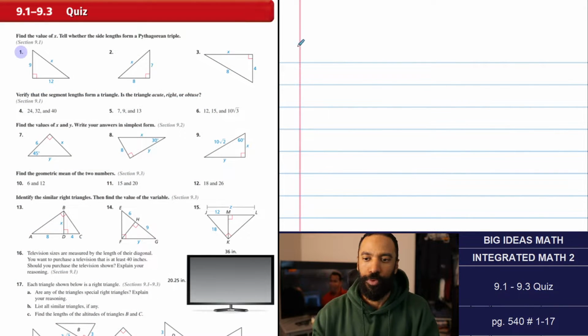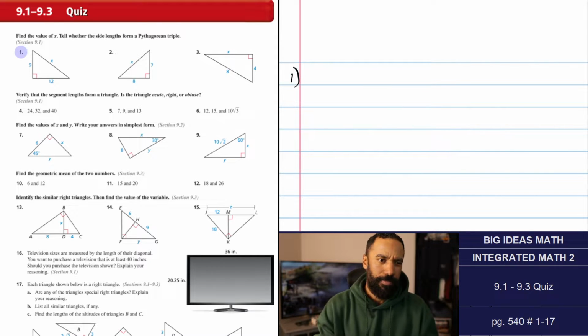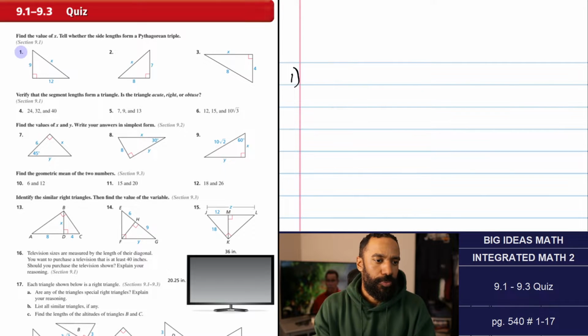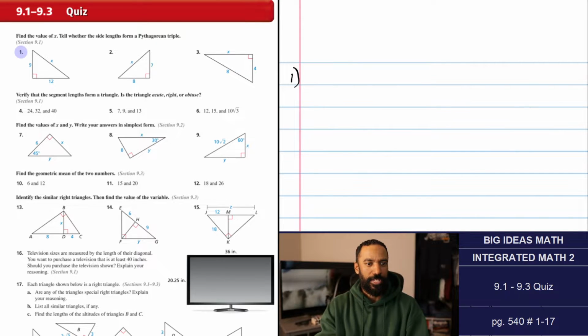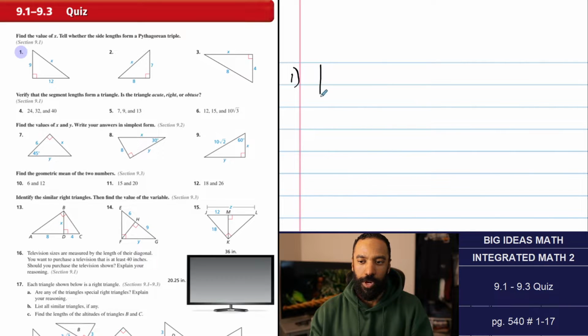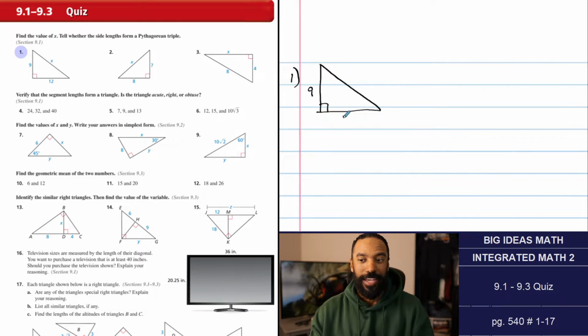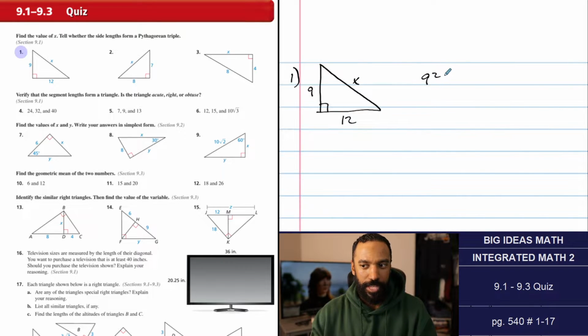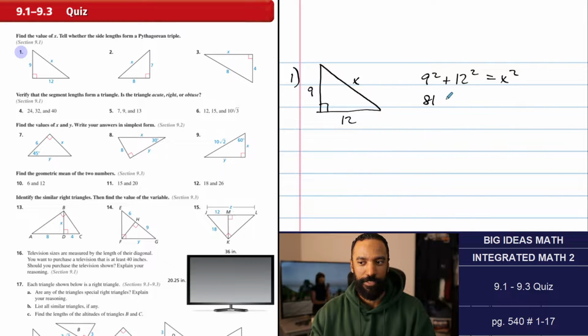All right, in numbers 1 through 3, and this is going to go relatively fast, I hope, kind of like half-hour time. In numbers 1 through 3, we'll find the value of x and tell whether the side lengths form a Pythagorean triple. I can tell you right now that these will form a Pythagorean triple if you have become versed in the Pythagorean triples. This exists as a 3, 4, 5 special right triangle. I can tell you right now x is going to equal 15, but let's use the Pythagorean theorem to go ahead and find out that x is actually 15 itself.